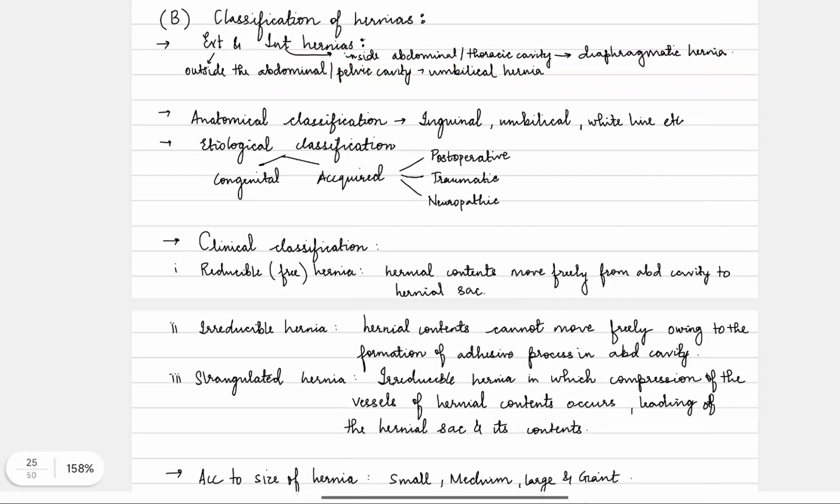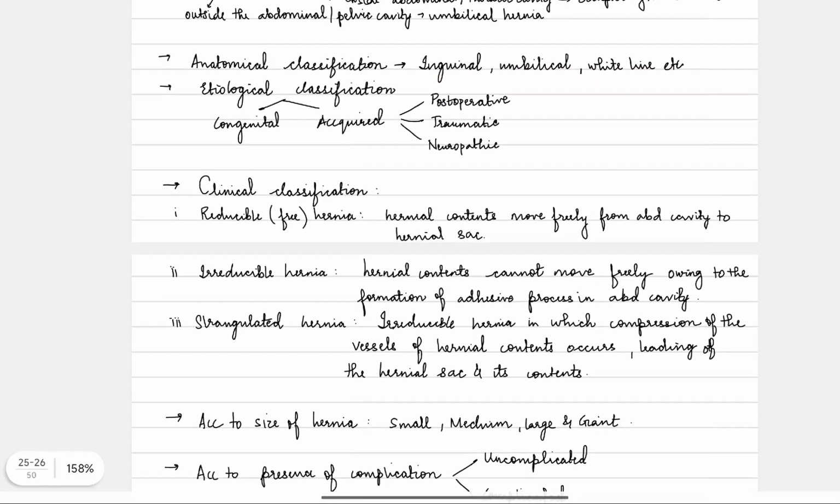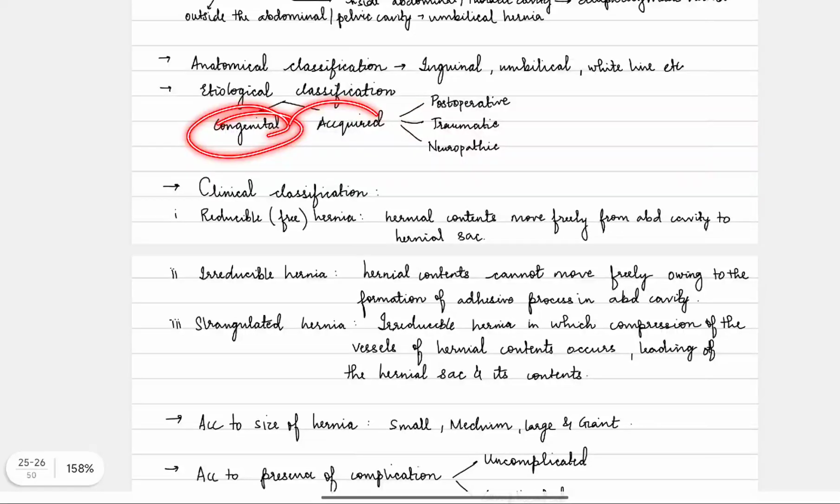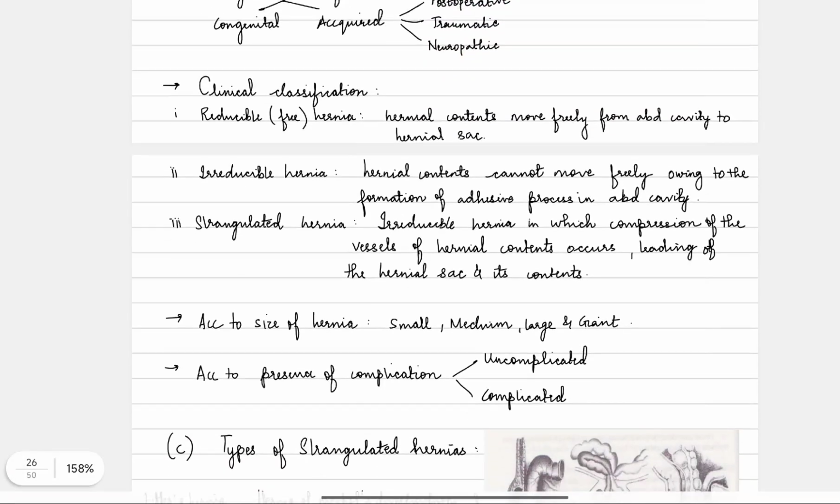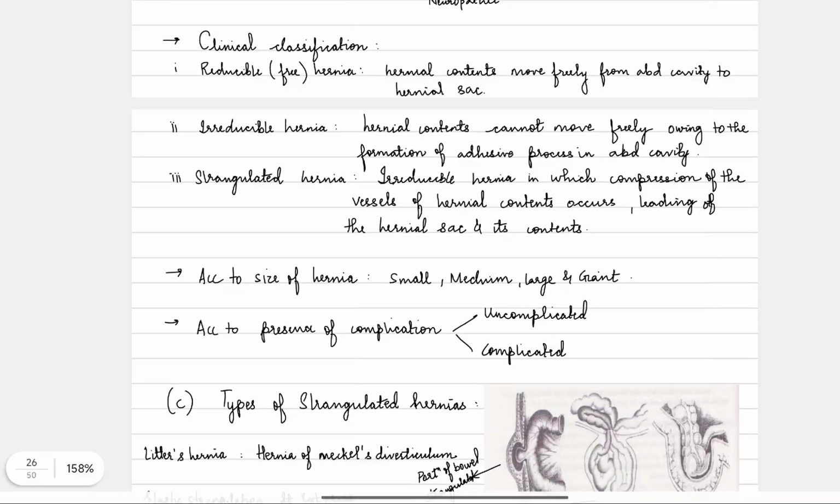What is the anatomical classification? Inguinal, umbilical, white line, etc. Etiological classification would be congenital and acquired. Acquired would be post-operative, traumatic, neuropathic. Clinical classification: reducible or free hernia, irreducible hernia, strangulated hernia.